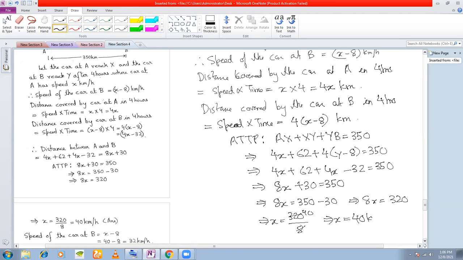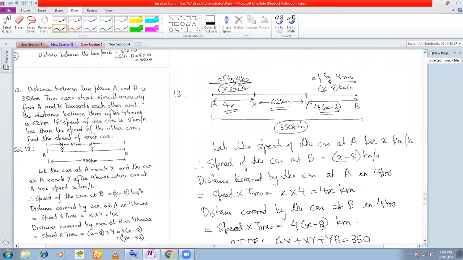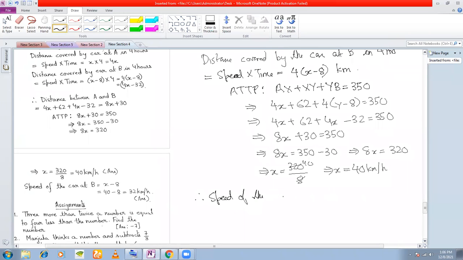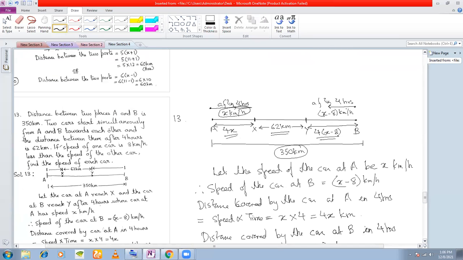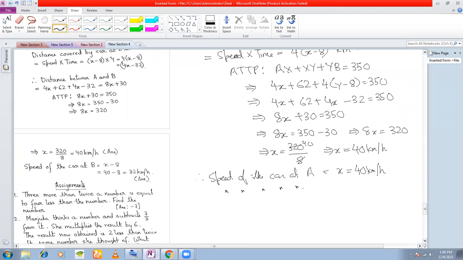So the speed of the car at A is 40 kilometers per hour. That is what we had taken: the speed of the car at A is x kilometers per hour. You need to find the speed of both the cars. So the speed of the car at A is x equal to 40 kilometers per hour. What is the speed of the car at B? It was x minus 8, which is 40 minus 8, equal to 32 kilometers per hour. And that's your answer.